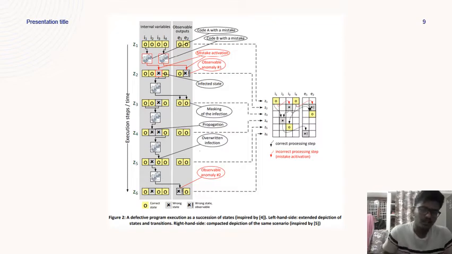This is a figure of a defective program execution as a succession of states. On the left-hand side is an extended depiction of states and transitions, and on the right-hand side is a compacted depiction of the same scenario. These are the execution steps followed at every step.